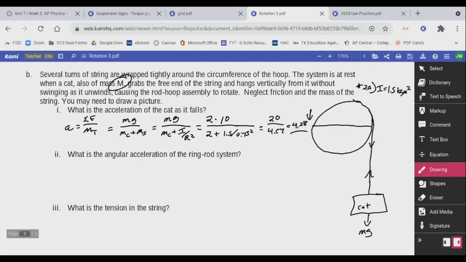What is the angular acceleration of the ring rod system? We know angular acceleration is equal to a divided by r. And then here we would have, what would I say the answer was? 4.28, all right, 4.28 divided by 0.75. Let me put that in my calculator, 4.28 divided by 0.75. Here I get 5.71. And this would be radians per second squared.